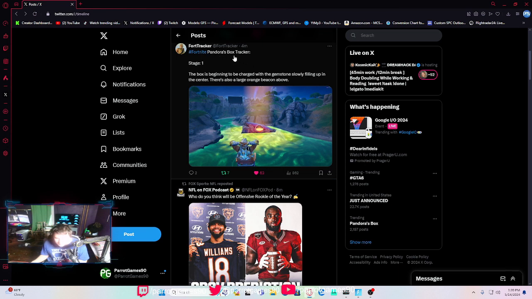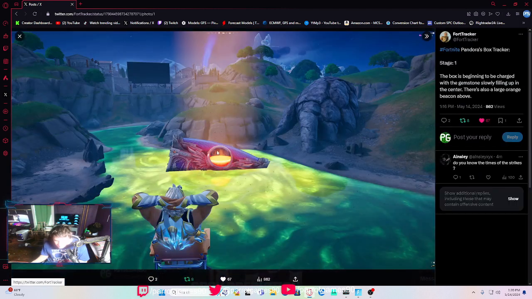So now we're at Pandora's box tracker again. So we're at the Pandora's box again, stage one. The box is beginning to be changed with the gemstone slowly filling up in the center. There's also a large orange beacon above. So we have to watch this. We have to watch Pandora's box once again.